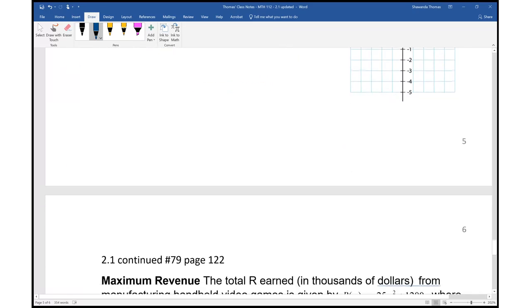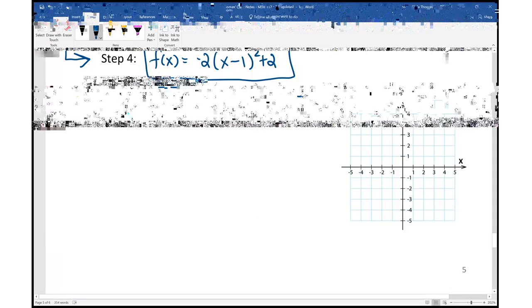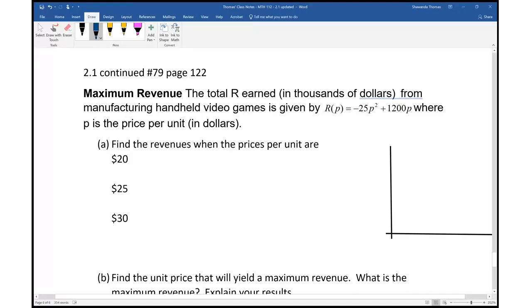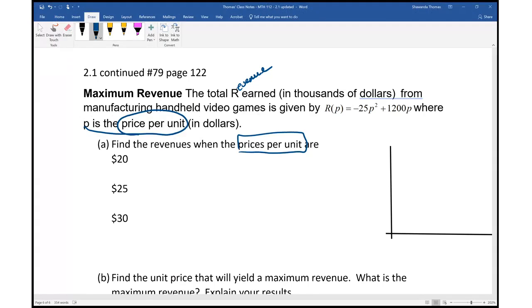All right. Let's move on to this last problem here. Maximum revenue. The total R earned in thousands of dollars from manufacturing handheld video games is given by R of P equals -25 P squared plus 1200 P, where P is the price per unit in dollars. Find the revenues when the prices per unit are $20. So R must represent revenue, right? And you see that P is representing the price per unit. So if it's telling us the price per unit, then these must be the P's, all right?